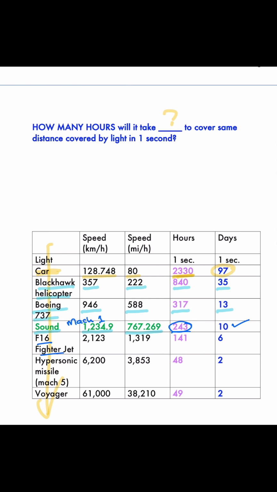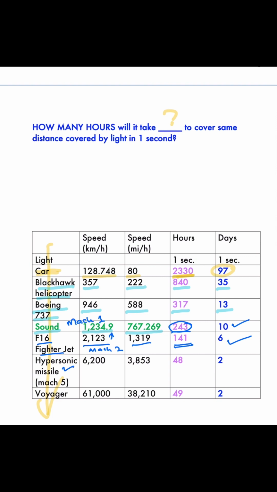What about an F-16 fighter jet? An F-16 fighter jet travels at around 2,123 kilometers per hour. Comparing that to the speed of sound, that's actually Mach 2, and that's 1,319 miles per hour. That fighter plane will require 141 hours to cover the same distance as light, which is 6 days. You'll need the plane to be traveling at a maximum constant speed for 6 days continuously for it to cover the same distance that light will cover in just 1 second.